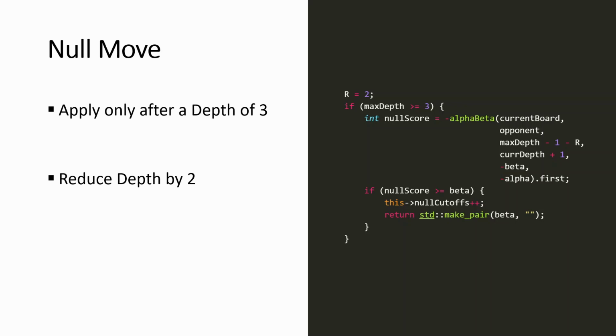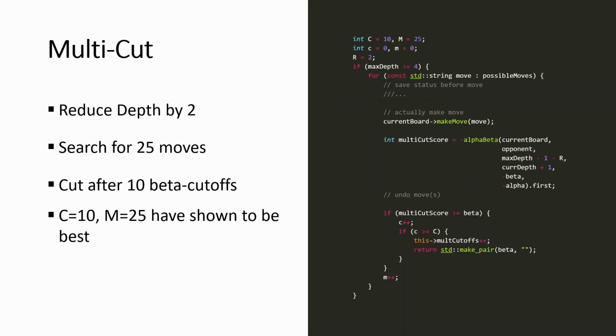Lastly, I have implemented 2 more optimizations out of curiosity. Firstly, the null move with a reduced depth, and secondly, multicut. For multicut, it has been shown that a value of 25 moves and 10 cutoffs is best for the game of Boku and my implementation. But sadly, both optimizations have shown minimal effects, and there are only 30 to 50 additional cutoffs at a search depth of 6.